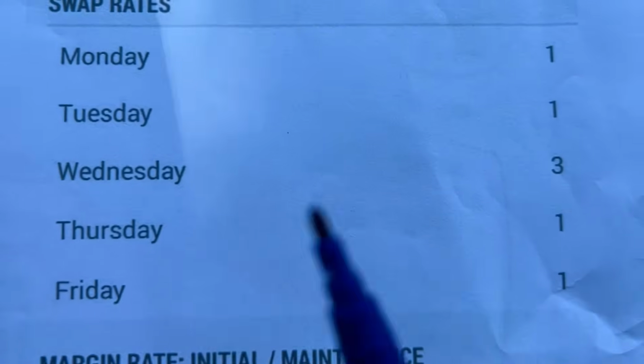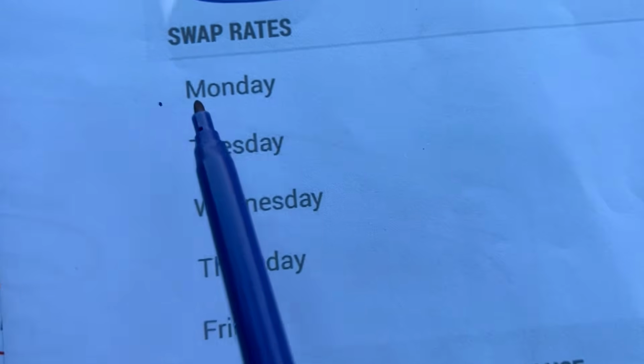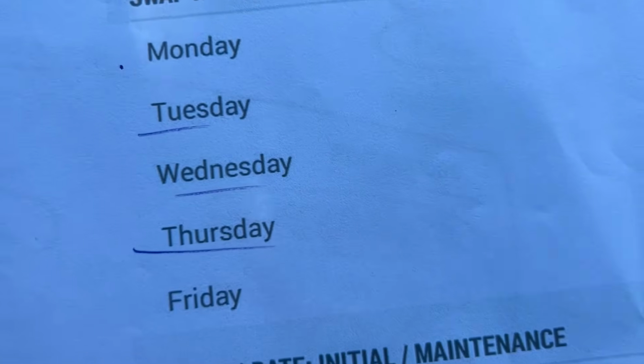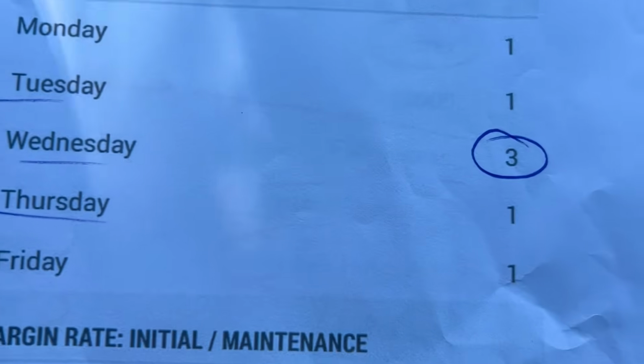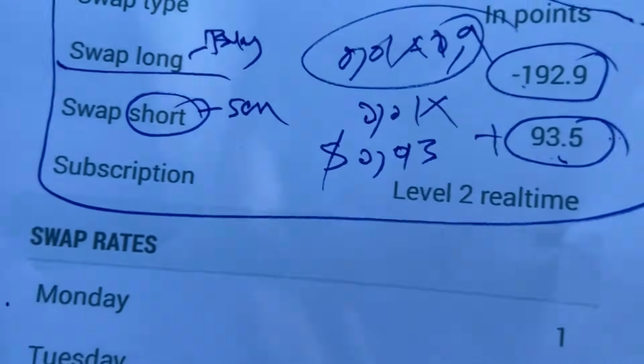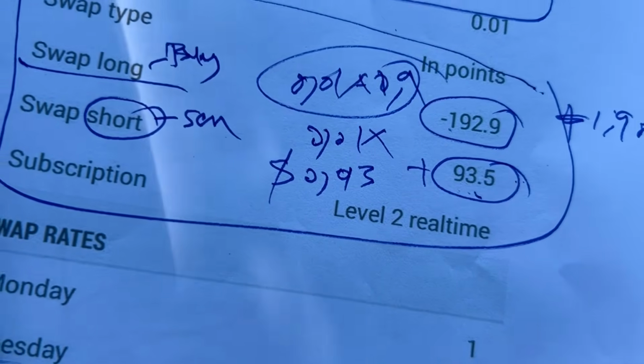All right, under the swap, they have what? We have Monday, we have Tuesday, we have Wednesday, we have Thursday. On Wednesday, they're going to charge you 3 times. This is what you have to know. These are the parameters for you to actually understand what's going on with trading.